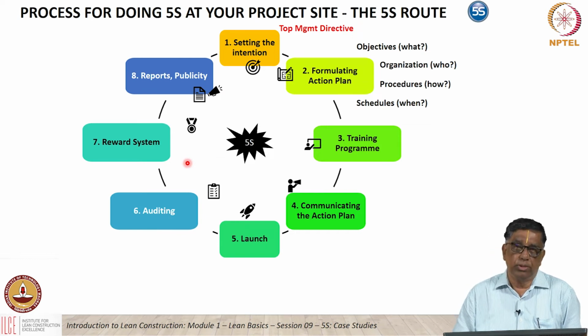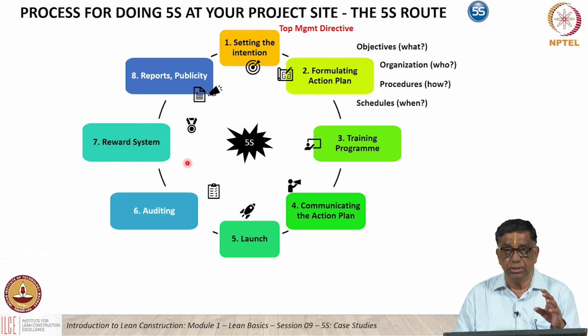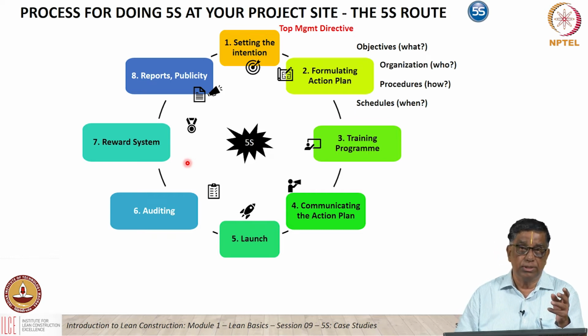And then of course, for any process, one needs to formulate an action plan. What's an action plan? There are 4 main elements. What do we do? Who will do it? How will we do that? And when will we do that? So these 4 parameters have to be addressed, and we need to organize the objectives, the organization for doing the work, the procedures or process, and the time schedules and timeline. So once you do that, you're ready with the action plan.